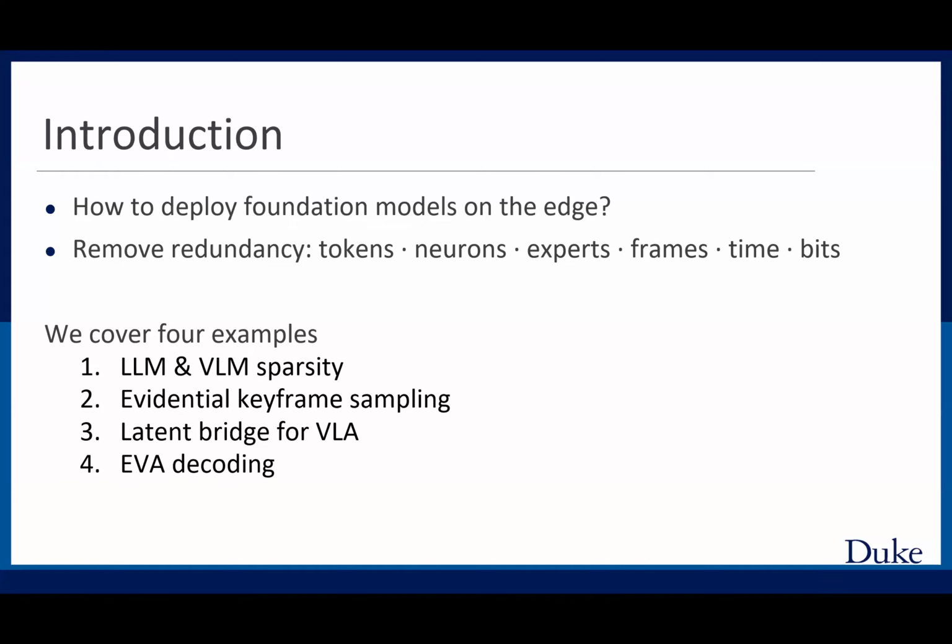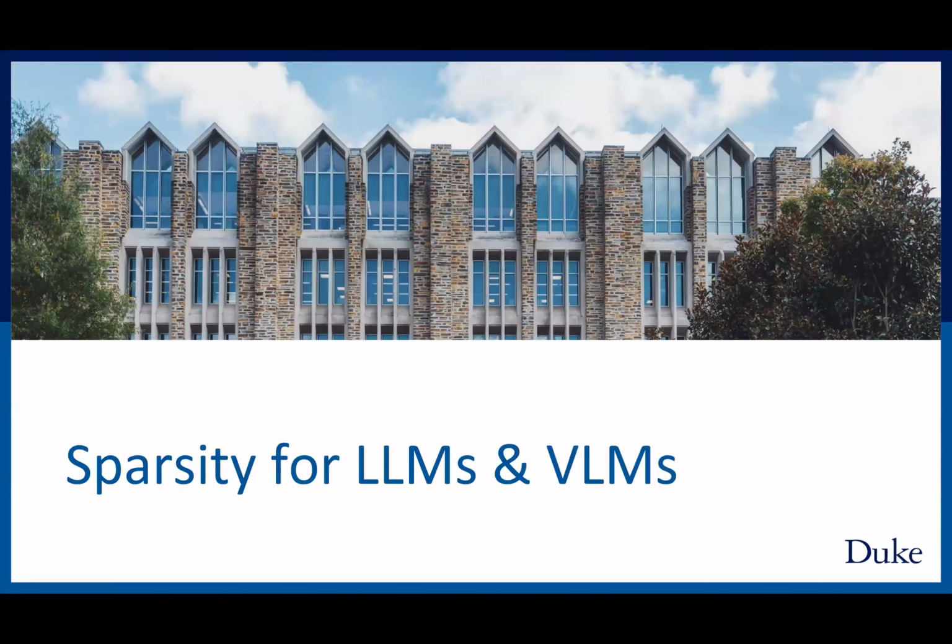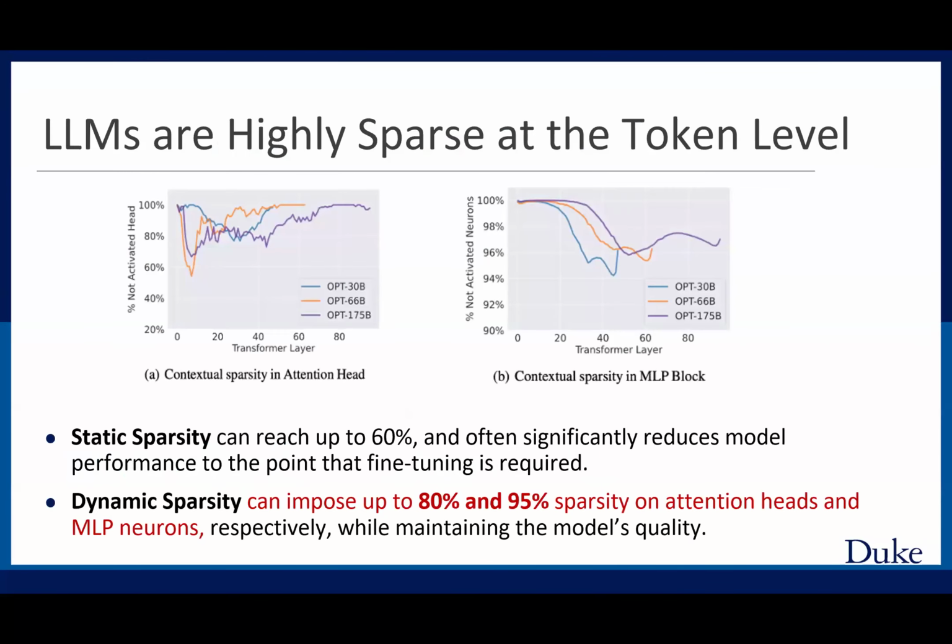So again, the key idea here is that all these technologies, we hope, eventually help us go to the future where powerful AI models can be deployed and run on edge devices, and that's our research goal. So let me jump into details, and the first part is talking about sparsity. Sparsity is in particular for the large language models and the vision language models.